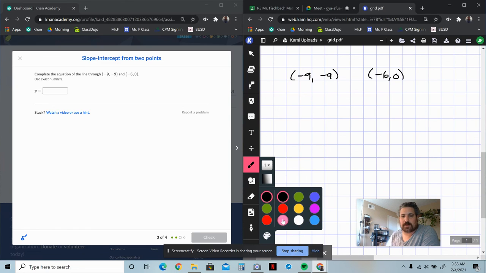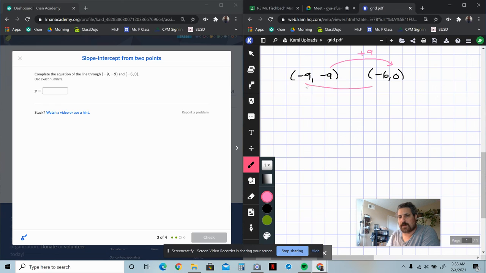All right. And the first thing you're going to do is find the slope. So from negative 9 to 0, you'd add 9. And from negative 9 to negative 6, you'd add 3. So what's your slope ratio going to be? Your slope ratio is going to be the change in y of 9 over the change in x of 3, which means you have a slope of 3. Okay, so we know the multiplier is 3.